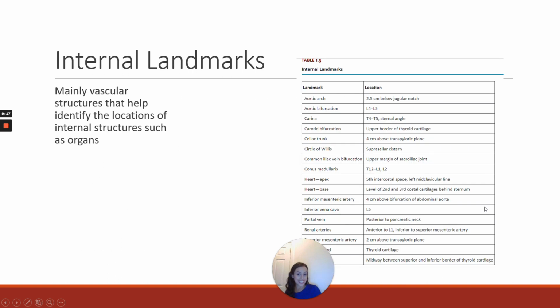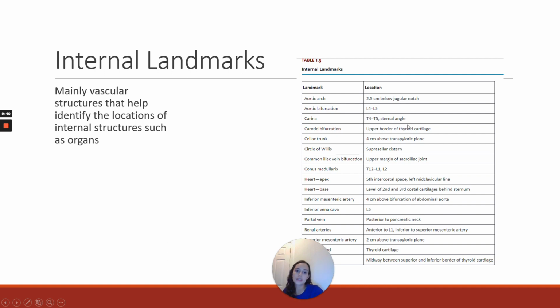Similarly, know your internal landmarks. So external is talking more about bone. Internal, we're talking more about vascular structures that, again, help you identify internal structures or where certain organs are lying. You need to know your carina. Carina was asked in my boards. I remember that question specifically. Carina is at the level of T4, T5.